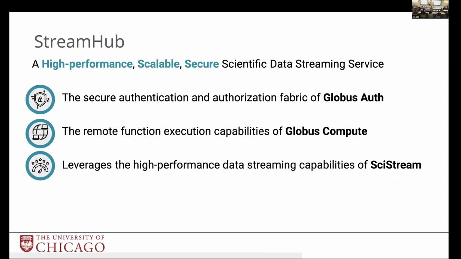Therefore, our project, which is built on top of SciStream, uses Globus Auth for authentication. So the user needs only to be authenticated through Globus Auth, with no need to authenticate at each facility. We also use Globus Compute to set up the gateway nodes at each facility and use SciStream's high performance capability to stream the data.